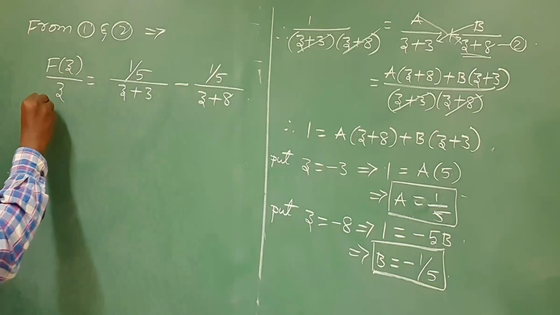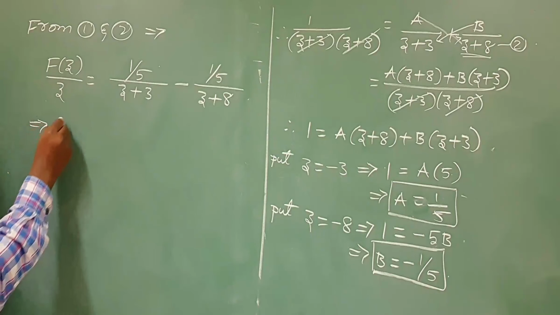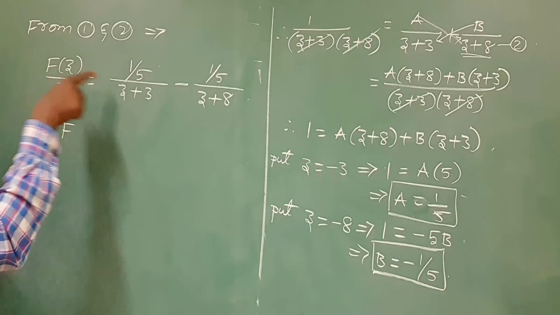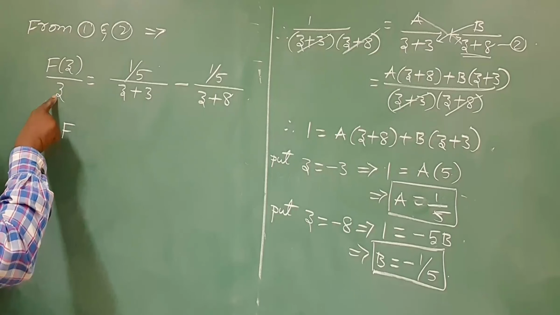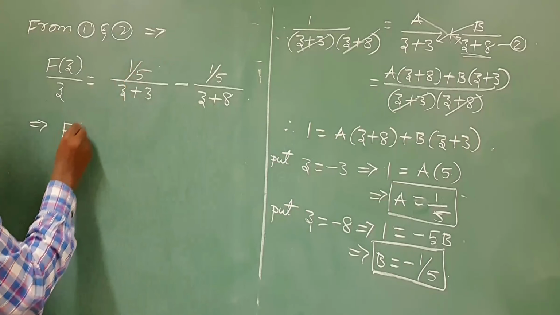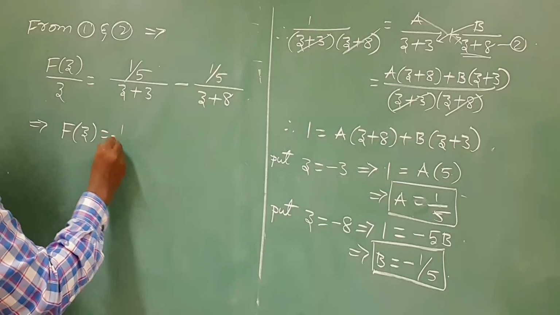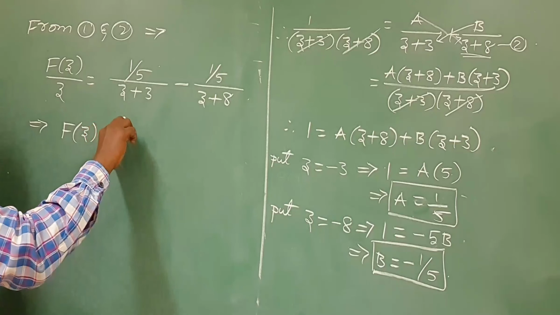So, take this denominator to the right side numerator. If you shift this denominator to the right side, automatically it becomes a product of numerators. So, f of z is equal to 1 by 5, which is the constant term. That is why I am writing this side.